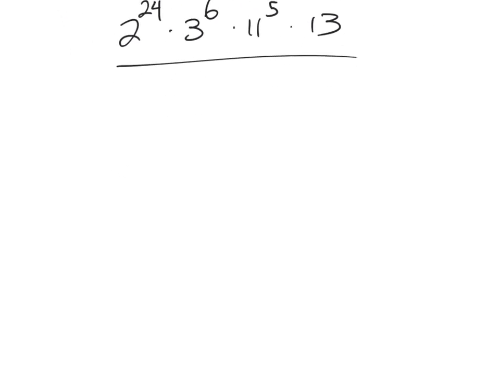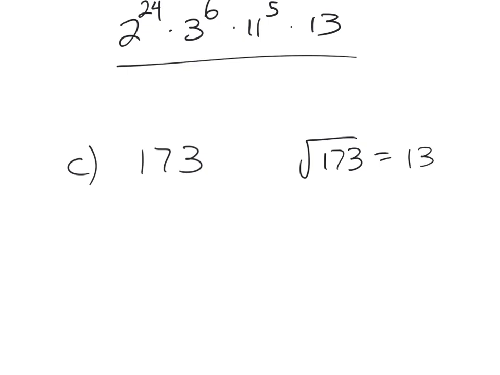Okay, how about this one? For C, let's say that I have 173. That's the only number I have. We want to split it up into prime factorization. If you take the square root of 173, what do you get? Well, the square root of 173 is equal to about 13.153, dot, dot, dot.